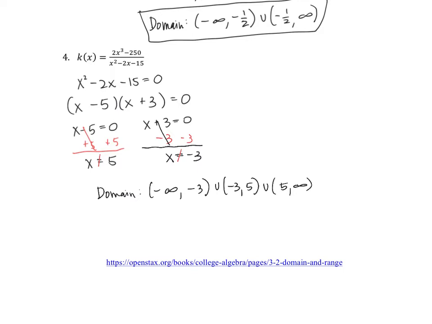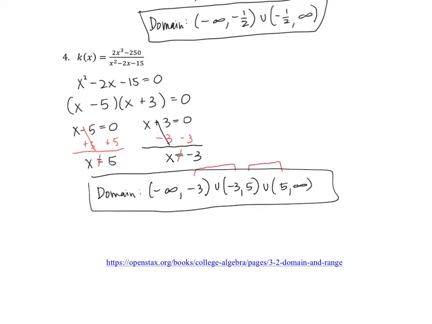So again, you can see that each number we're leaving out is hugging the union symbol, right? And so for every single x I find that I have to leave out, I'm going to add one more interval into my answer. So here is my domain. All right.